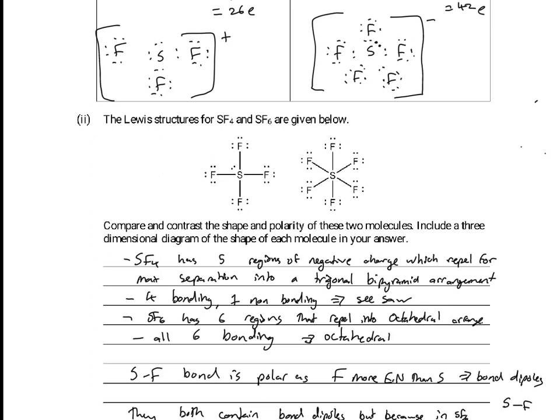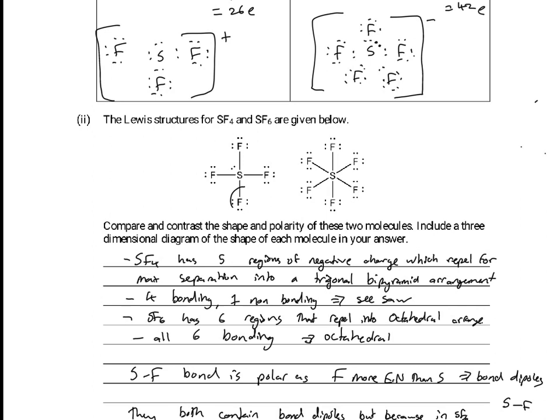So if you start with SF4, it has 5 regions of negative charge. It's got 1, 2, 3, 4, and the lone pair is 5. So those 5 regions repel to try and get as far apart from each other as possible, and when they do that, they go into a trigonal bipyramid arrangement. What that looks like is 1 up, 1 down, and then 3 kind of in the middle in the plane, in the triangle. Of those 5 regions, 4 of them are bonding, 1 of them is non-bonding, and that gives you a seesaw shape.